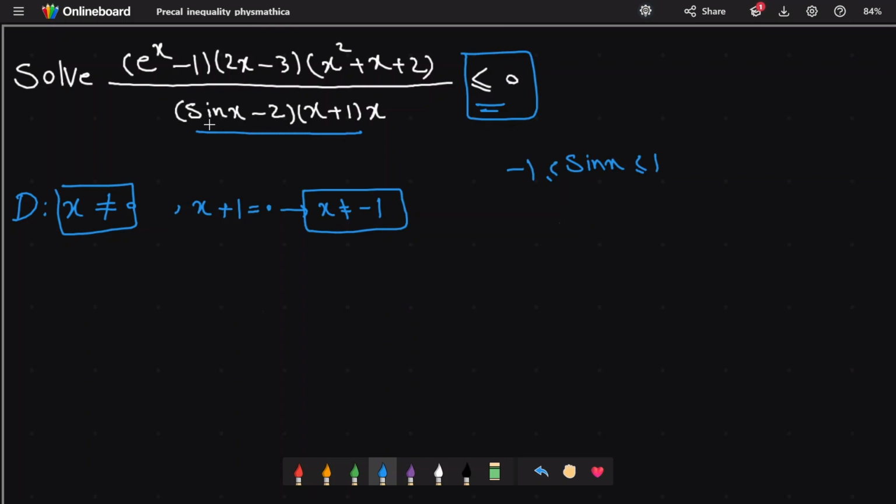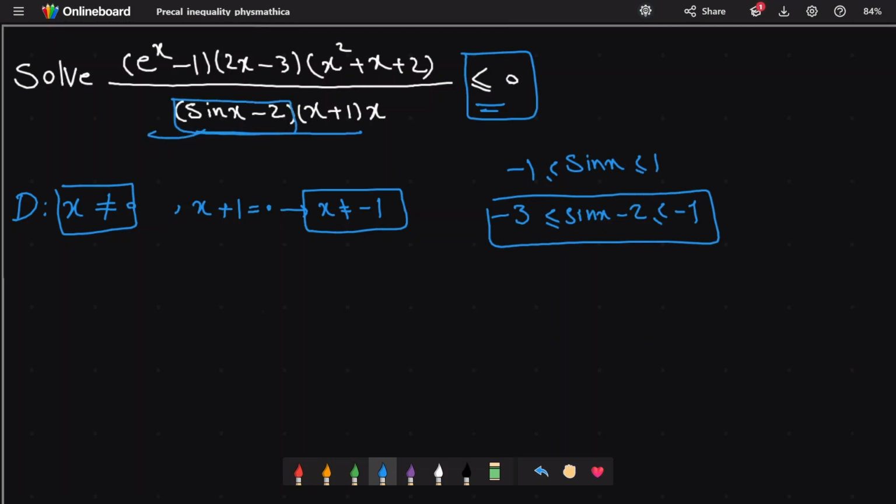So let's just remake this here. I'm just going to add minus 1 to all sides. So it's going to be minus 3 sine x minus 2, and 1 plus minus 2 is going to be minus 1. And from here we can simply see that this factor right here in the denominator is always negative, always, in all the cases. So that's actually quite simple now, much easier to work with this problem.